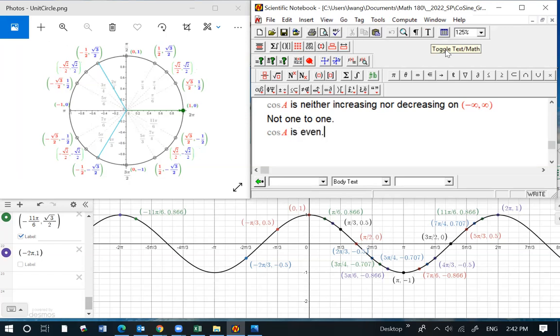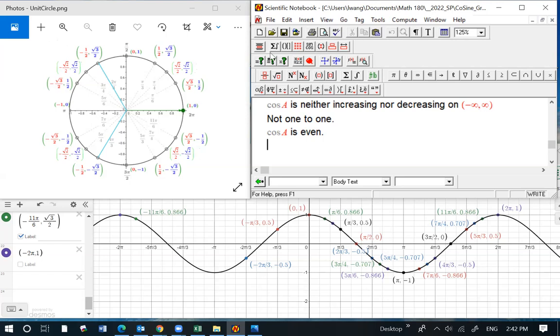Even, then it is not odd. But do we have intervals of increasing, decreasing? Yes, right? From -2 pi to negative pi, that's decreasing. From negative pi to 0, that's increasing. From 0 to pi, that's decreasing. So it's going up and down, okay? So let's put together a narrative about the increasing, decreasing on different intervals, right?